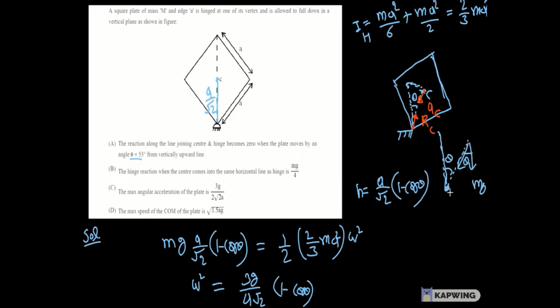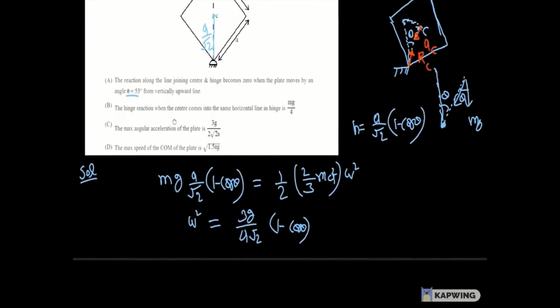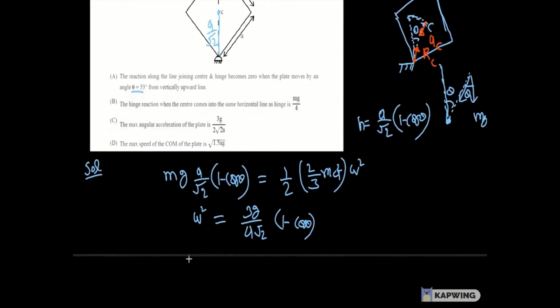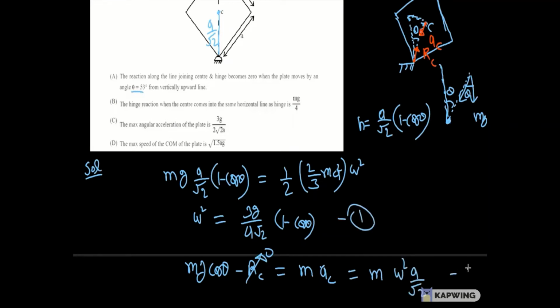So net force towards the hinge will be mg cos theta minus the reaction force RC, equal to mass into acceleration, and the acceleration will be centripetal AC, and AC will be omega square r. So if RC is 0, we can find the value of theta from this equation. AC will be omega square r, and r is a by root 2. So this is equation number 1, this is equation number 2.